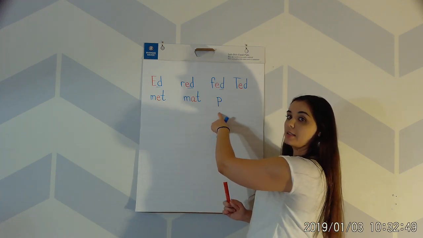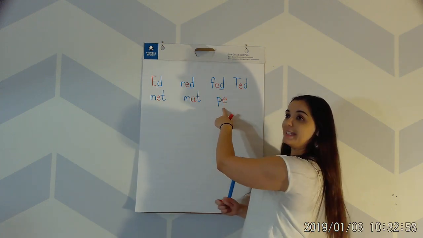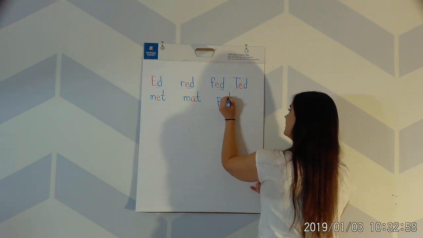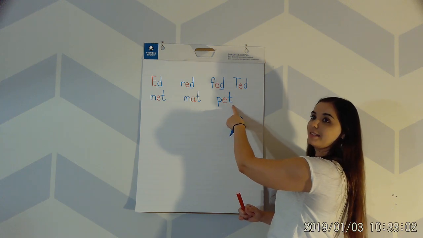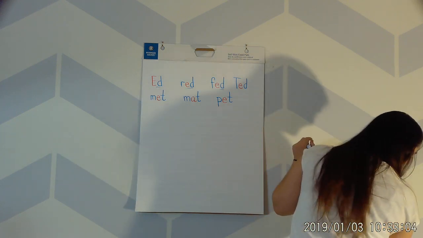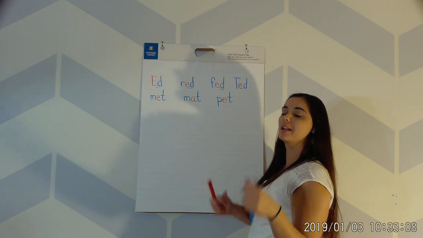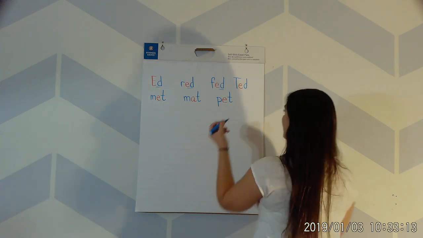So P says pa. E says eh. T says ta. Pa. Eh. Ta. Pet. Next word. Pot. Your turn. Pa. Ah. Ta. Pot.